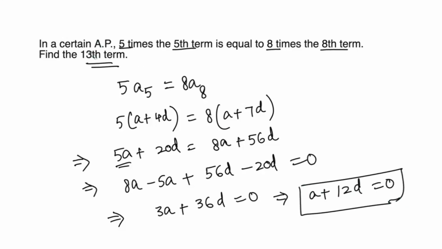And what did we want to find? We wanted to find the 13th term. What will be the formula for the 13th term? It will be a plus 12d, which we got equals 0. Therefore, the 13th term is equal to 0.